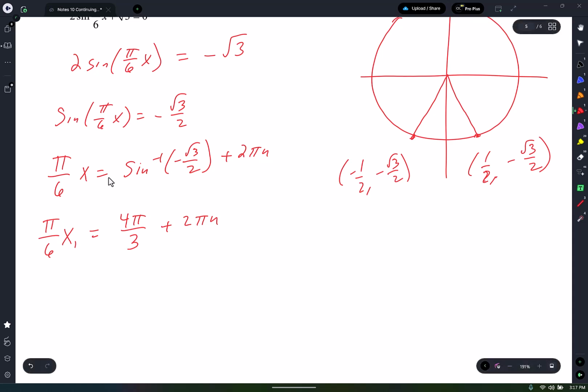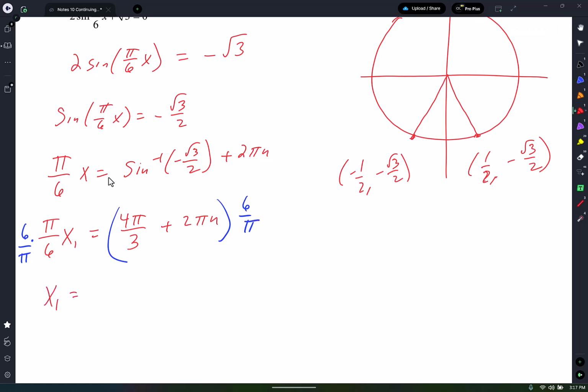I have pi over 6. Yes, you can say divide by pi over 6, but I like it better if you say multiply by the reciprocal. Whatever you do to one side, you do to the other. So here we go. I'm going to write x1 equals, when I multiply, those pi's go away. And I like to do it like this. 3 goes into 6 twice, and 2 times 4 is 8.